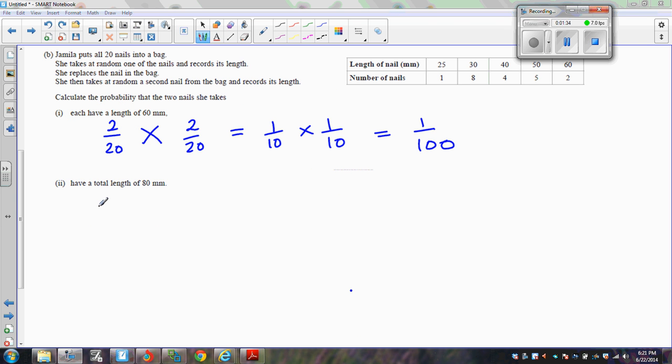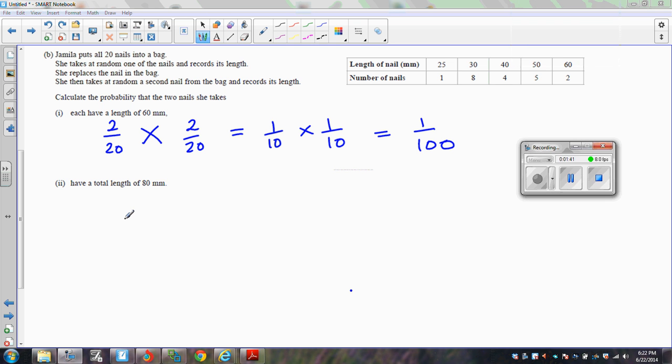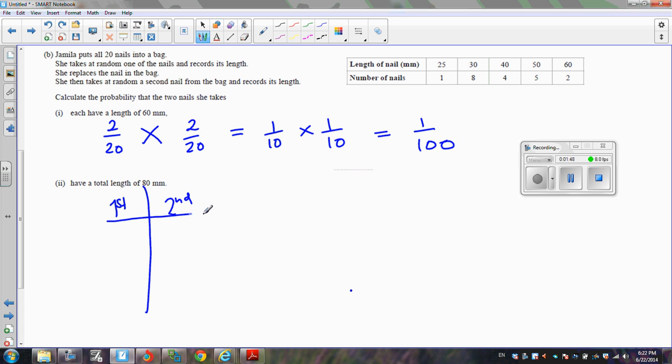The next part asks us to work out the probability that the two nails have a total length of 80 millimeters. Now the only way that can happen, and we have to consider the first nail and the second nail, and in fact I'm going to do it by tree diagram as well. The first nail, let's have a look at how we could get a total to be 80 millimeters. It could be that both of our nails have a length of 40 millimeters. Now the probability of that happening, well, there are 4 nails of that size, so it's 4 out of 20 times 4 out of 20.